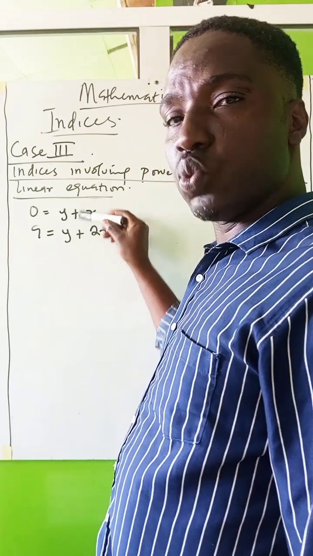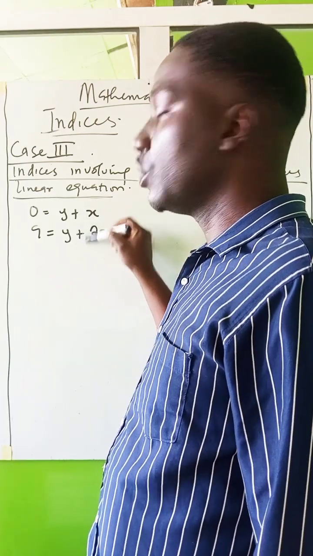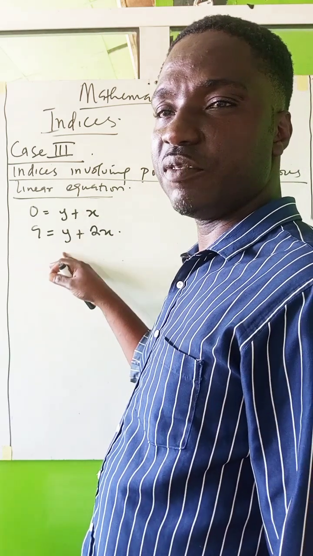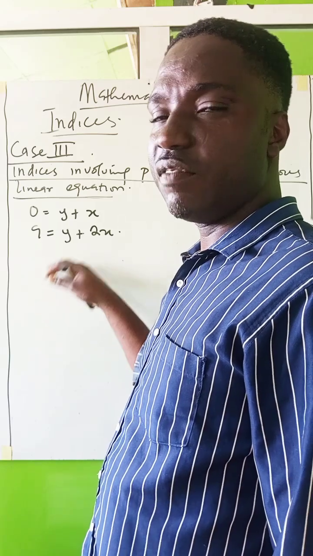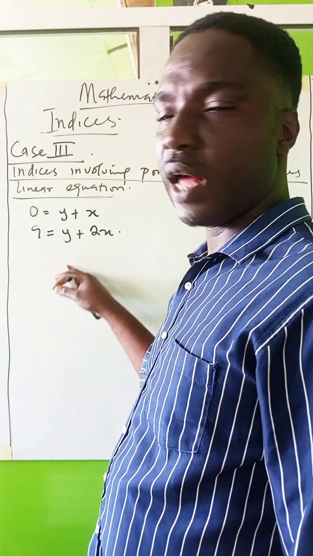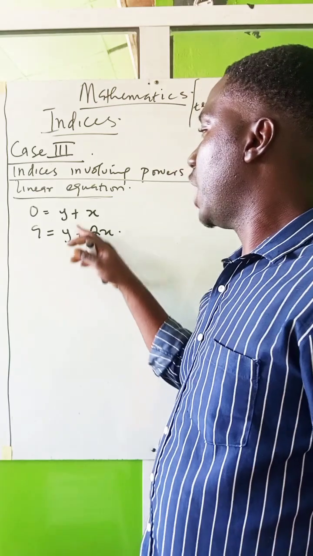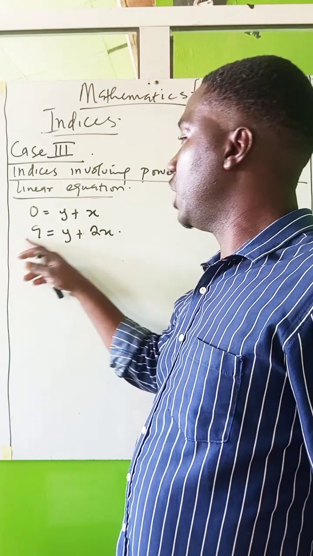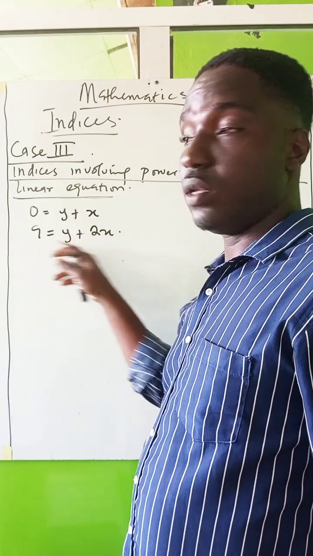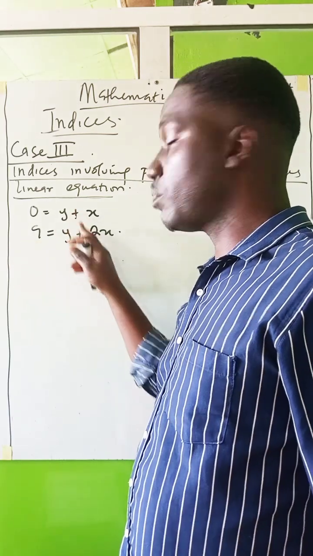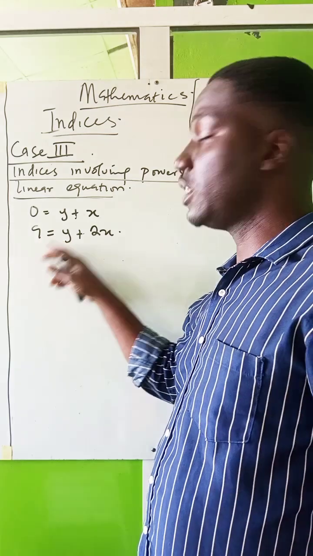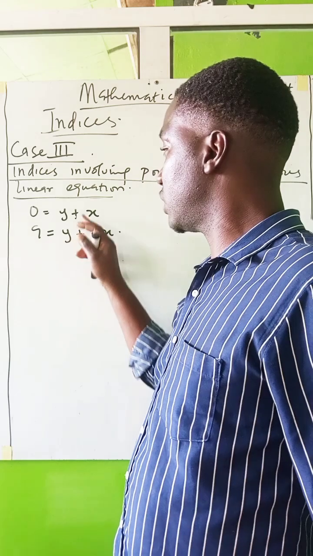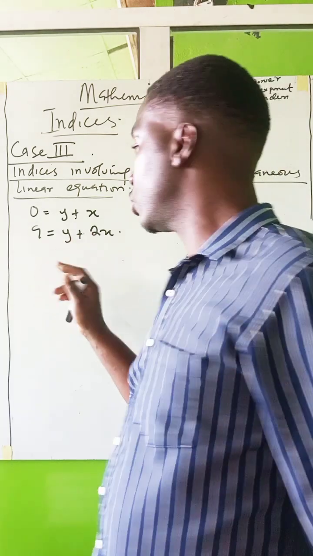The signs between the equations, if they are the same, we subtract, but if they are different, we add. What I meant by that is, if it is plus plus, we subtract. If it is minus minus, we subtract. If it is plus minus, we add. If it is minus plus, we also add. So in this case, it is plus plus. The signs are the same, so we subtract.